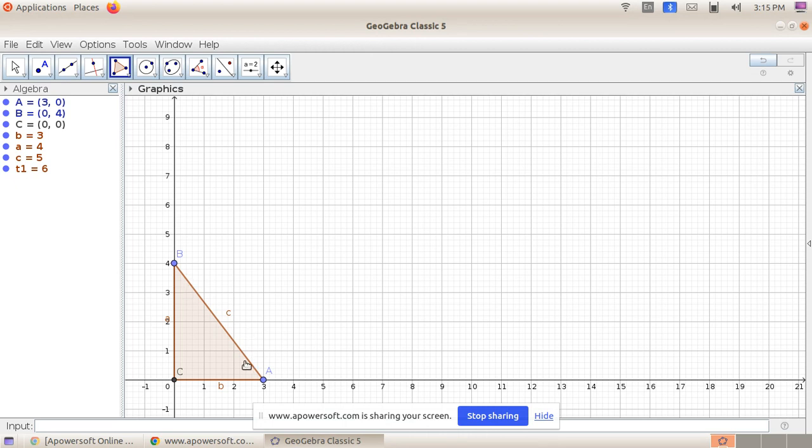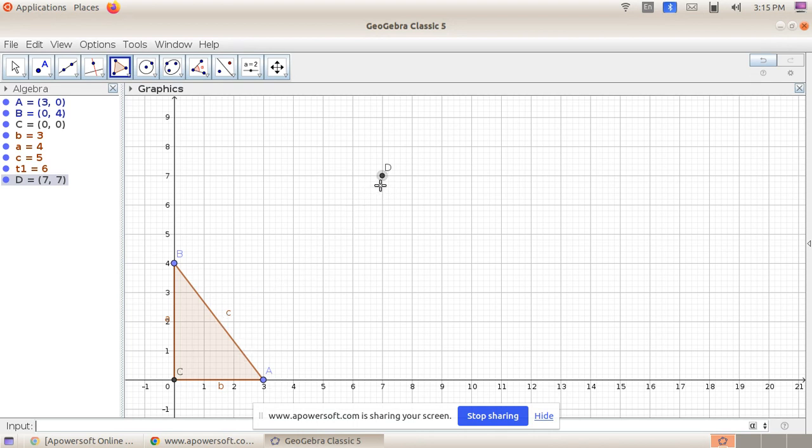So for that, what we are going to do is, first of all, we will take a point that we will put in the input view. In the input, we will type in the bracket A plus B, comma A plus B. So here we can see that we got a point here that is D. So we have the triangle ABC and then another point D.